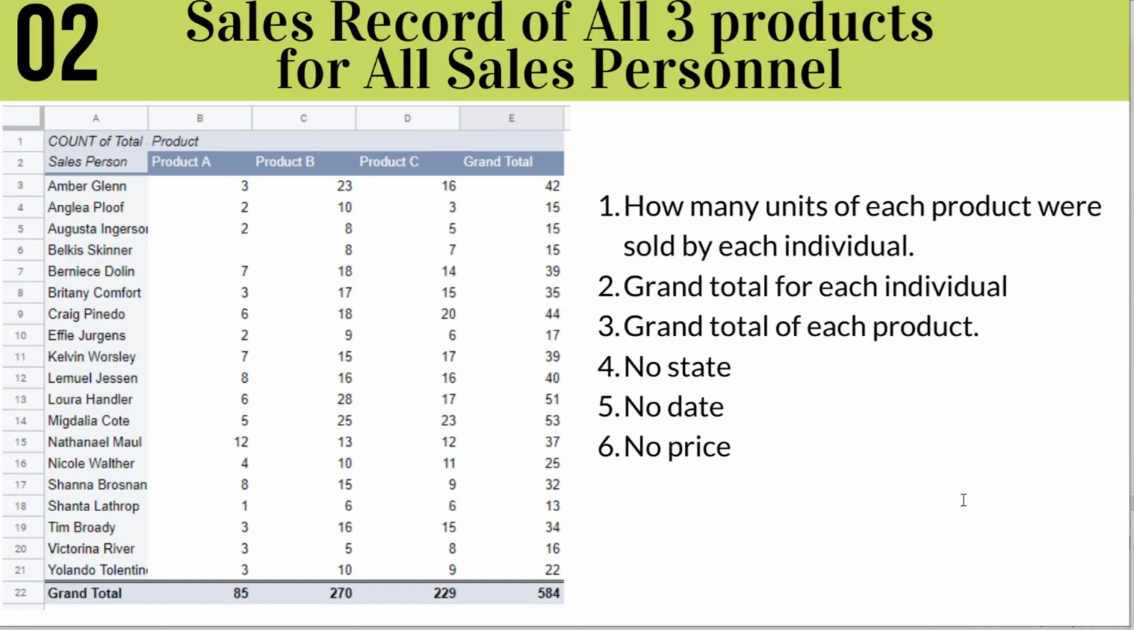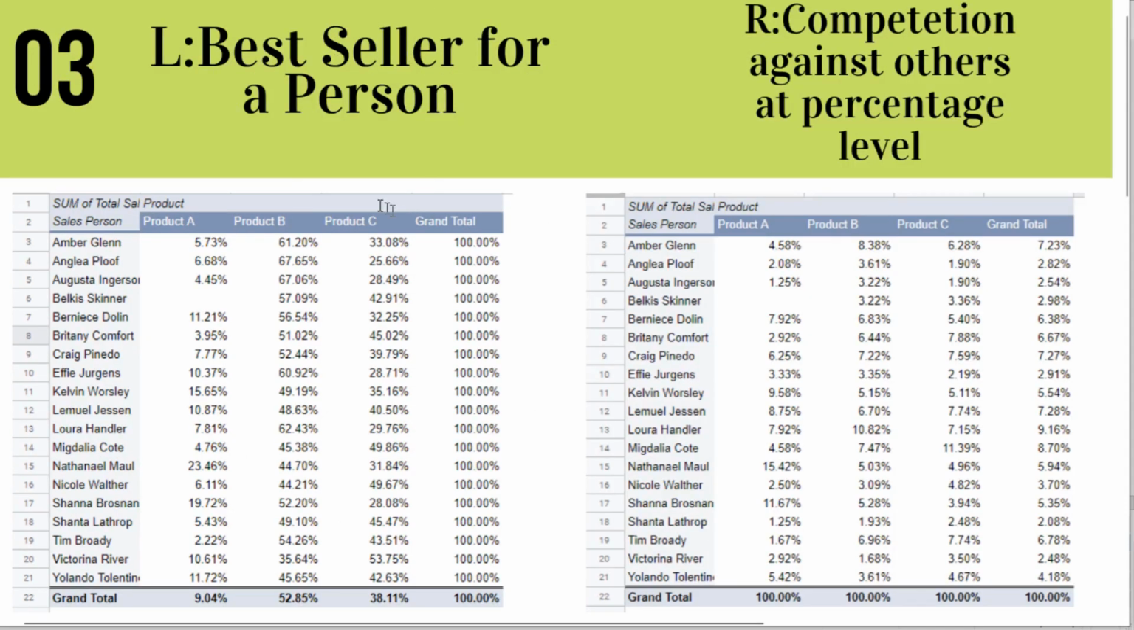Another pivot table we will be creating in this video is this one. And in this table, we are looking at number of units sold by any particular salesperson. This person has sold the maximum units, 53. And now the next two pivot tables we will be creating will be these. On the left hand side, we have best seller for a person. Every row is specific for a salesperson.